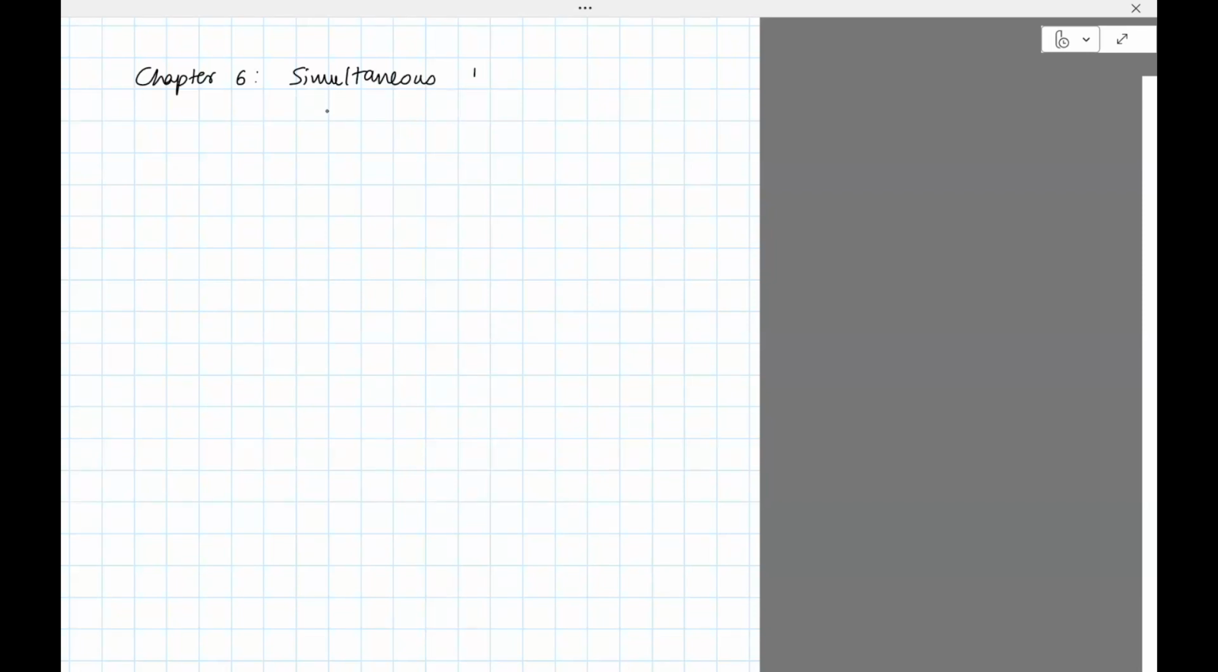Simultaneous algebraic equations. To make our life easy, we'll only be dealing with linear equations. The non-linear equations can also be solved, but you need some more advanced techniques. So I should add here: linear.